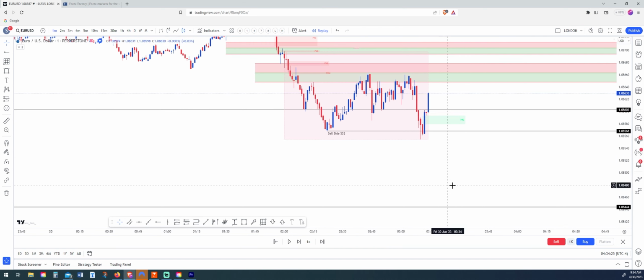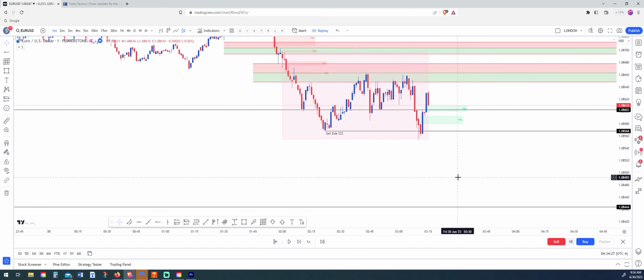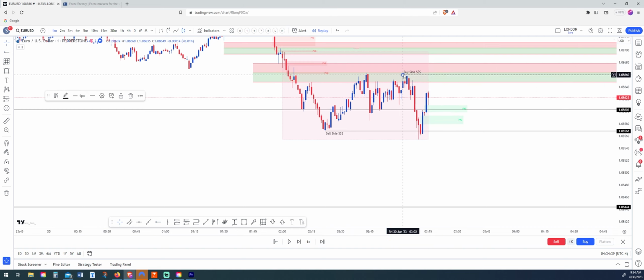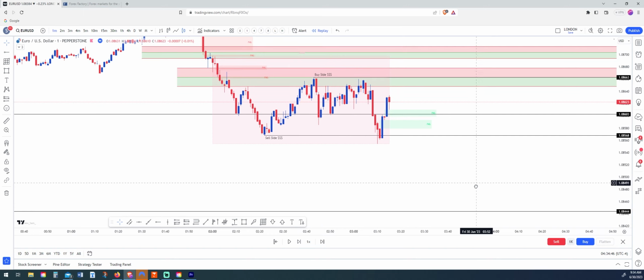Yes, we do. So what we've got here, we've got a fair value gap breaking back inside the range. We've got relative equal highs here in this form of buy side liquidity into this 15-minute fair value gap. So that's a nice draw on liquidity in my opinion.